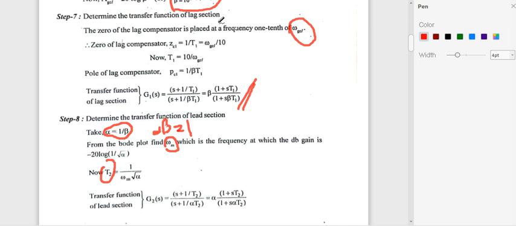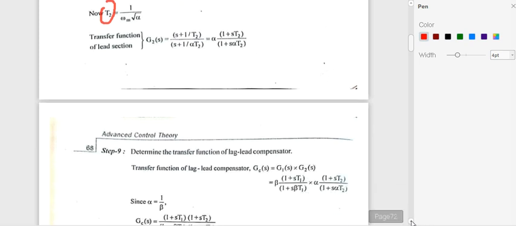We got the transfer function of lag section and lead section. Therefore the transfer function of the Lag-Lead Compensator, GC of S equals G1 of S into G2 of S. That is G1 of S equal to beta into 1 plus S T1 divided by 1 plus S beta T1, into G2 of S equals alpha into 1 plus S T2 divided by 1 plus S alpha T2.